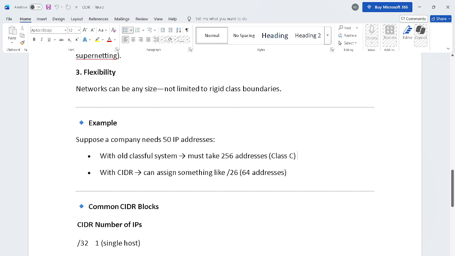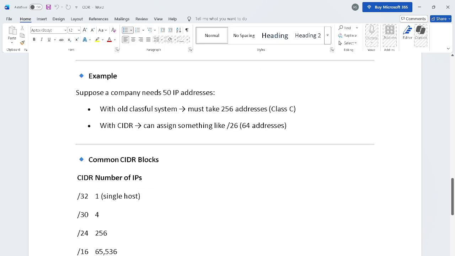So the company only wants 50 addresses, right? If you give slash 26, it becomes 64. That is fine. Common CIDR blocks.